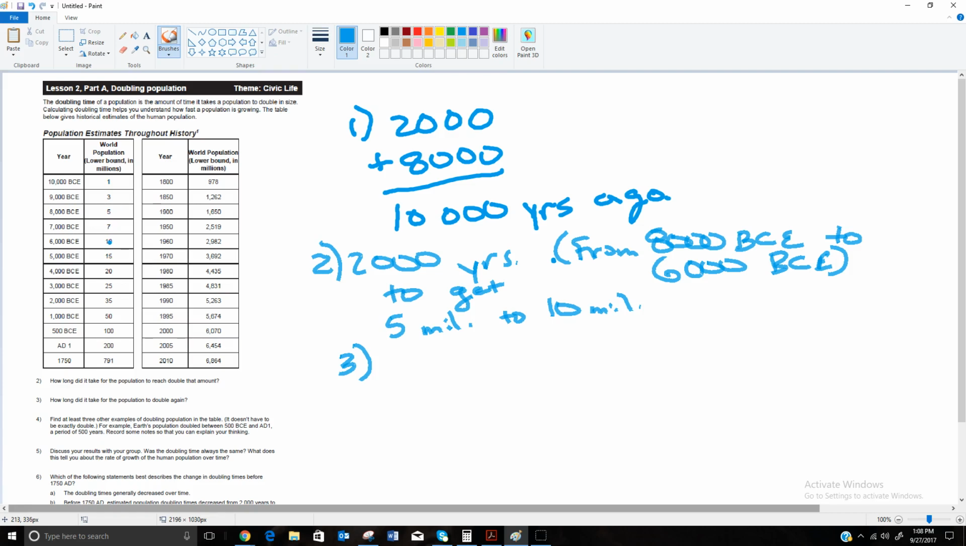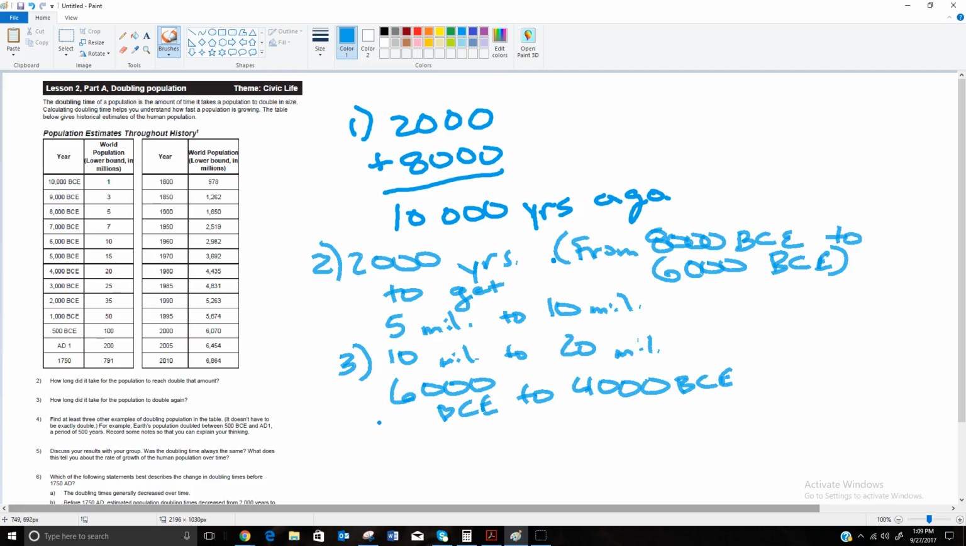So from 6,000 BCE to double, it took till 4,000 BCE. Again, if we write that over here, it took 10 million to 20 million, from 6,000 BCE to 4,000 BCE. So that took, of course, 2,000 years.